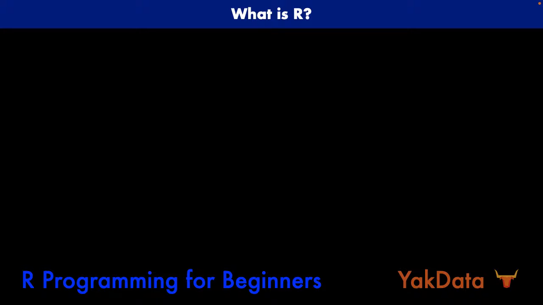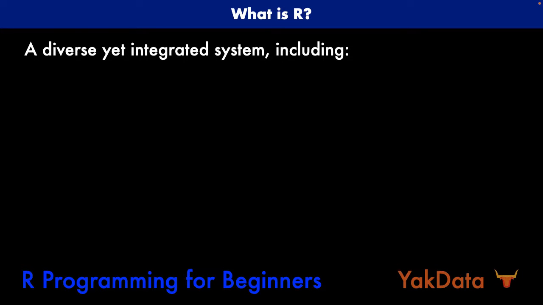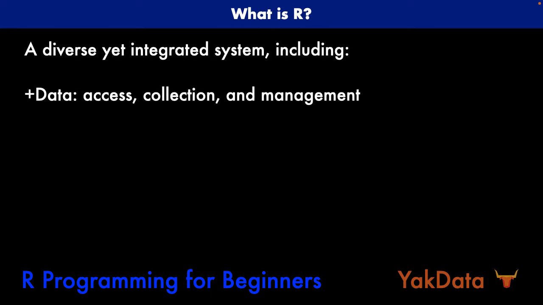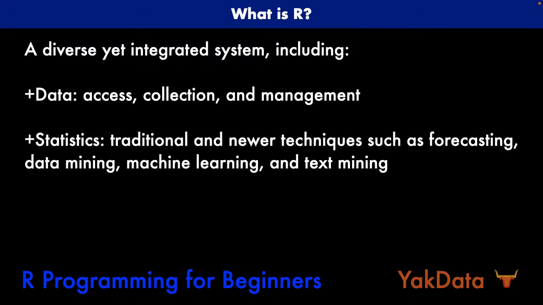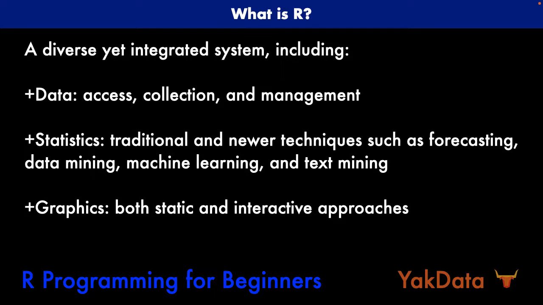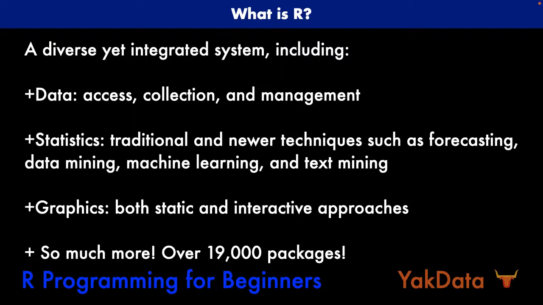What is R? Well, it's a diverse yet integrated system that includes data access, data collection, and data management packages and capabilities. Statistics from traditional to newer techniques, such as forecasting, data mining, machine learning, and text mining. Graphics, both static and interactive approaches. Here we're going to emphasize interactive graphics suitable for presentation quality for executive presentation or building Shiny web apps. And so much more, with over 19,000 packages now available for our users.